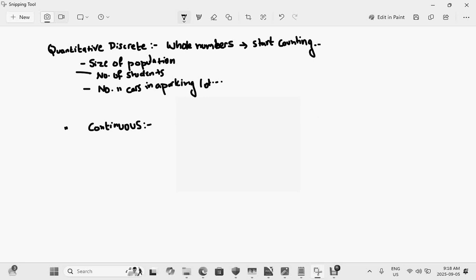On the other side, your quantitative continuous data will include fractions and decimals. Okay, and this data also has to do with counting. When you're counting numbers to figure out, let's say, your exam marks, so the percentage that you might have received to figure out your GPA, exam marks, which may be in decimals.